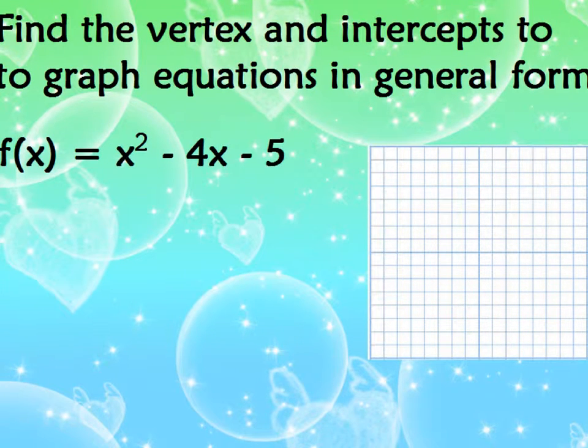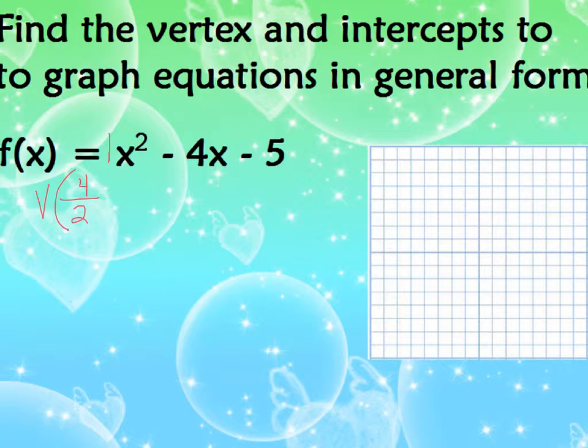Let's try doing some graphing and finding some information when it's in the general form. Okay, so what I would do with that is I'd start off and find my vertex. Remember that the vertex is going to be negative b, which in this case would be a positive 4, over 2a. And my a is actually a 1, so basically it's over 2. Okay, so that reduces nicely to just 2. So the x value of my vertex is 2.